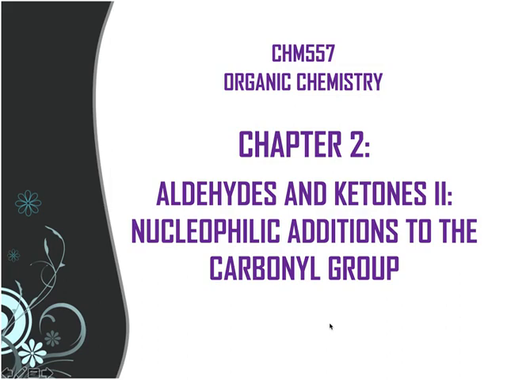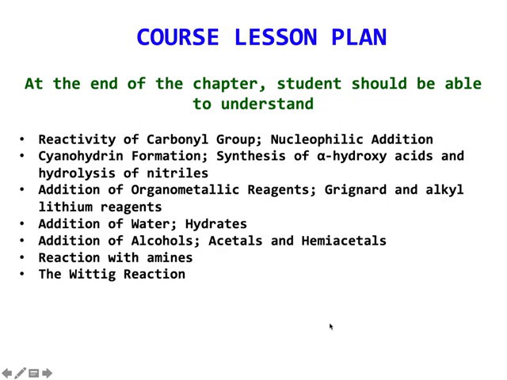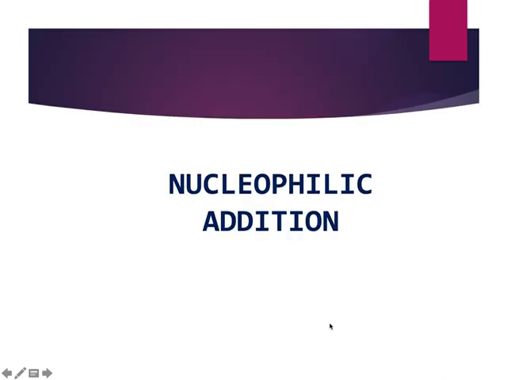For chapter 2, aldehyde and ketone 2, we want to focus on nucleophilic addition on the carbonyl group, C double bond O. From this chapter, you must be able to understand first the reactivity of the carbonyl group, nucleophilic addition, followed by cyanohydrin formation and some additions of nucleophiles. So the most important rule for this chapter is that you must know nucleophilic addition.